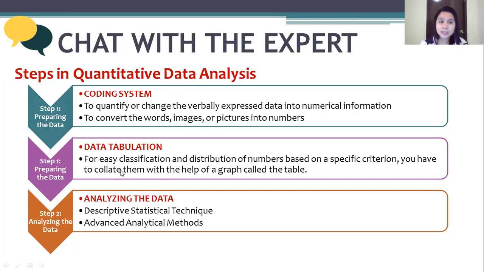The next part is data tabulation. Actually, data tabulation is used for easy classification and distribution of numbers based on a specific criterion. You have to collate them with the help of a graph called table. So what happens in data tabulation? That one I told you a while ago, I encoded the data and we could start classifying for our data.